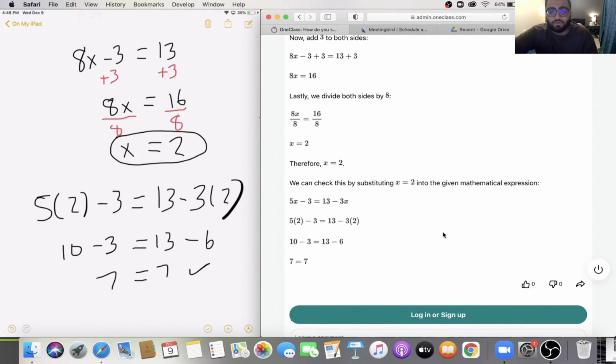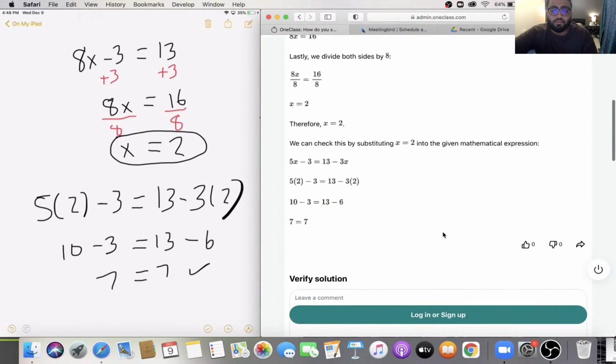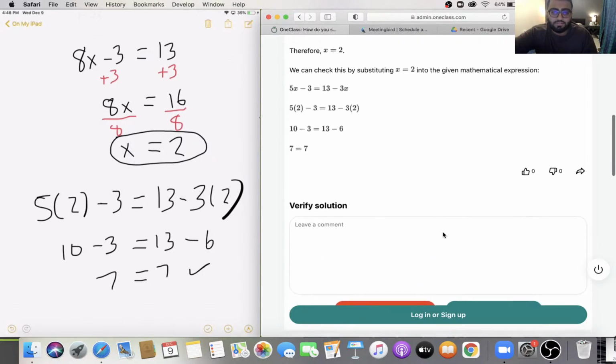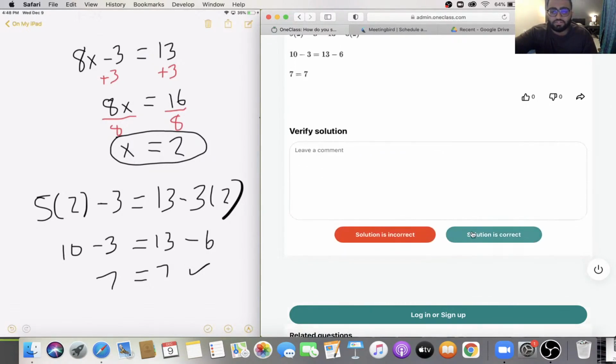And just to check if you did it right, we're going to substitute the value of x, so in this case 2, back into the equation. 5 times 2 minus 3 equals 13 minus 3 times 2, and you get 7 on both sides.